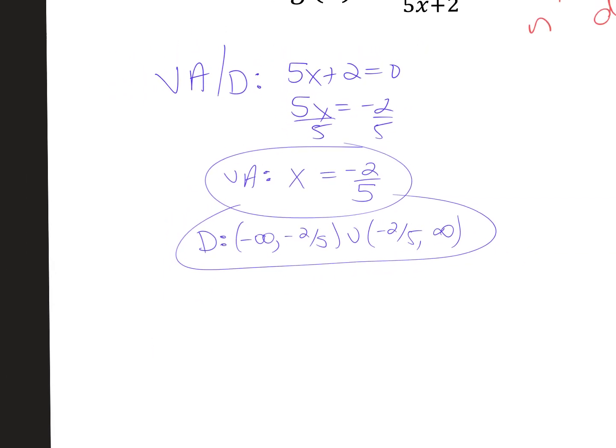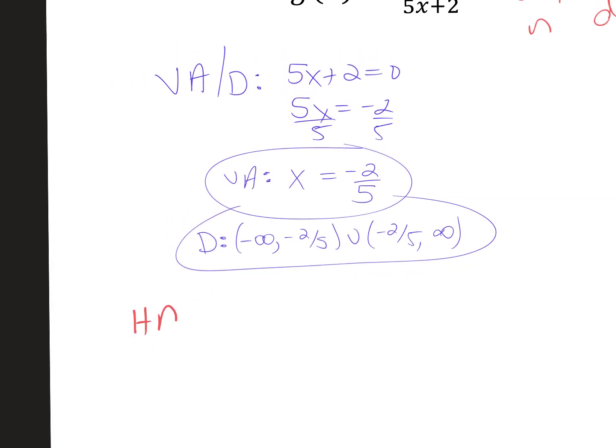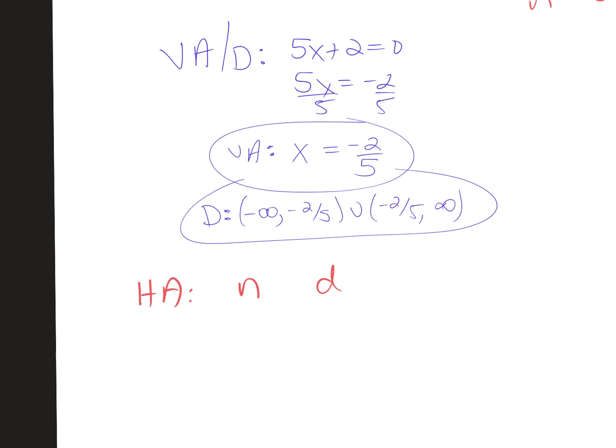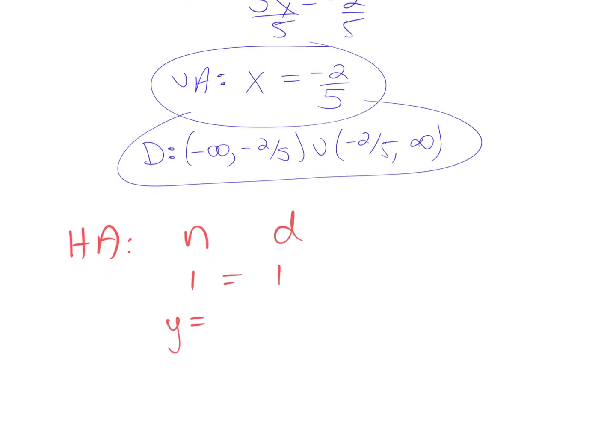All right, next thing we're going to find is our horizontal asymptote. How do you do that again? You compare numerator degree to denominator degree. What is the degree of the numerator? 1. What's the degree of the denominator? 1. If the degrees of the numerator and denominator are the same, it's the leading coefficient of the numerator, which is 3, over the leading coefficient of the denominator, which is 5. That is your horizontal asymptote.